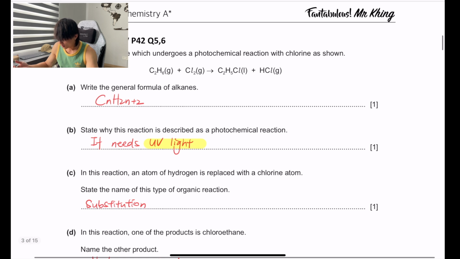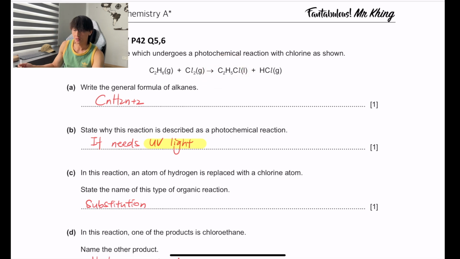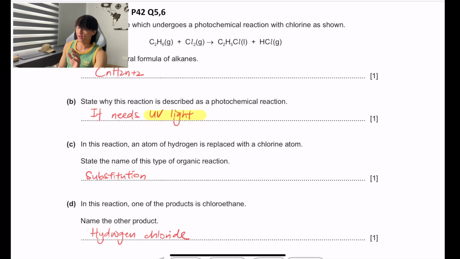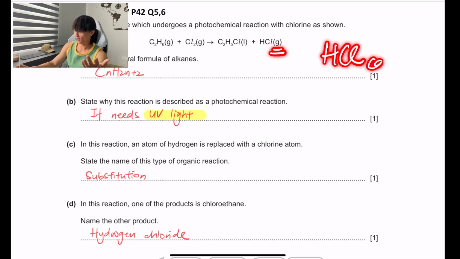One product is chloroethane, which is this. So what is the other product? How do you name HCl, which is in the form of gas? It is called hydrogen chloride. One more thing, if you put hydrochloric acid, no marks will be given. What's the difference? Hydrogen chloride is in the form of gas. Hydrochloric acid is in the form of aqueous solution. Think about this.